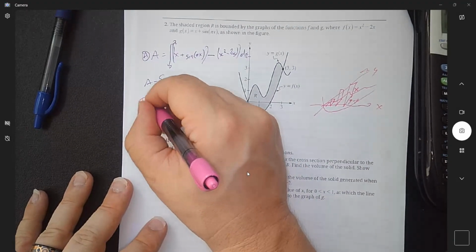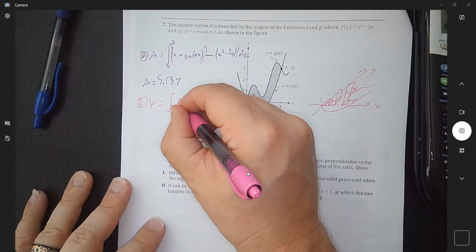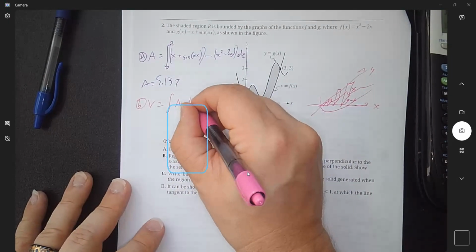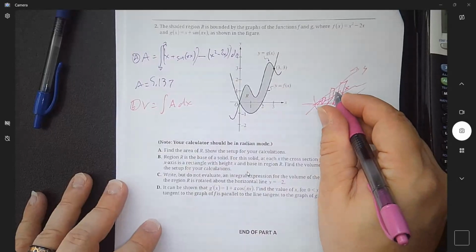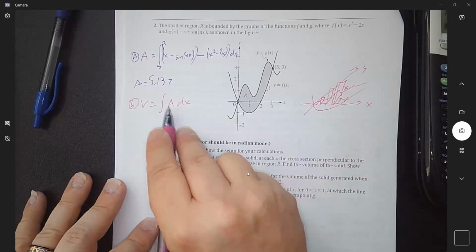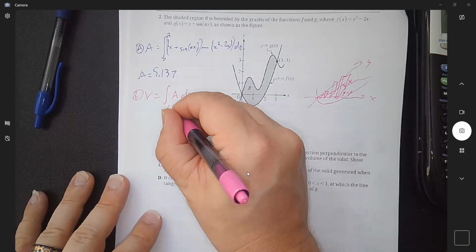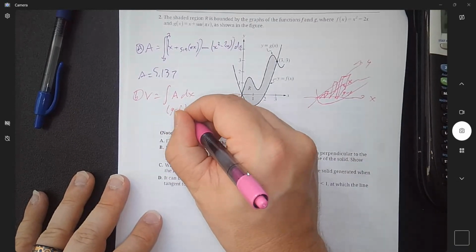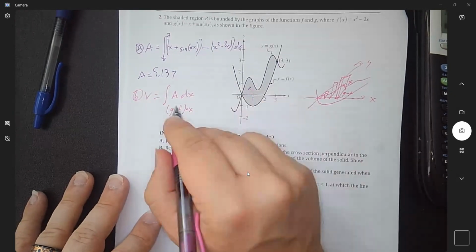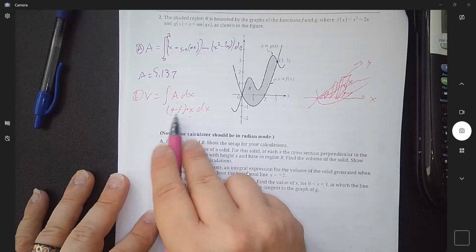So volume is the integral of the area of the thing, dx, because the thickness is a little dx. Do you see that? The thickness is a little dx, and now the area is A. Now, what is the area? The area is going to be g minus f times x. That's the area, and then dx. So that's height, and that's base. Height times base.